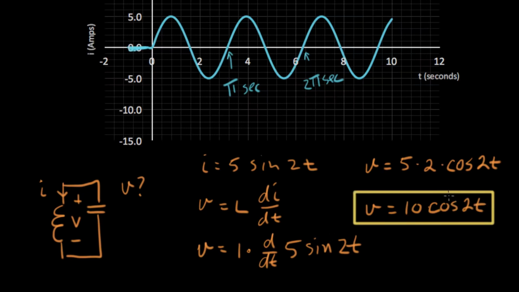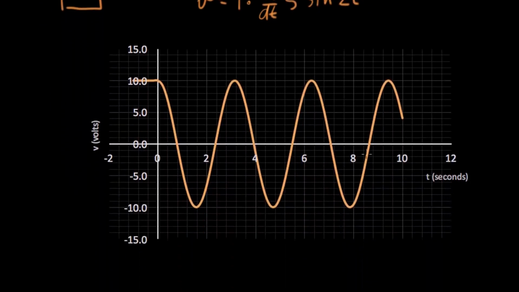So something interesting just happened here. Let me show you. We started with the current being a sine function, and we took the derivative of that sine function, and now we have a cosine function. So we went from sine to cosine for voltage. That means the voltage doesn't look quite exactly like the current. Okay, let me show you a plot of the voltage. Here's the voltage here. This is V of t. And that we decided was equal to 10 cosine 2t. It starts at a value of 10 at time equals 0, and then forms a cosine wave that goes up and down between plus and minus 10 volts.